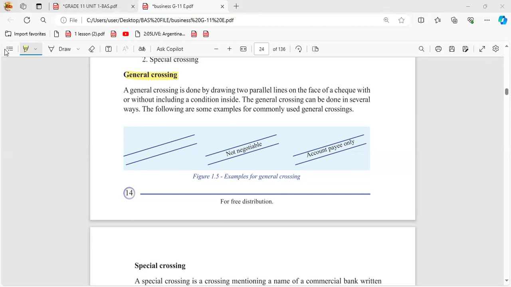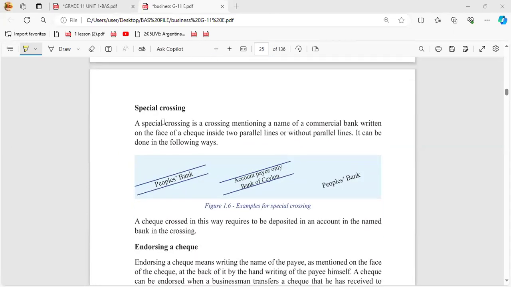Right. Okay. Coming into this, what is a general crossing? General crossing means a crossing only that you are providing the security. But in these parallel lines, there is no name of the bank. Am I clear? In these parallel lines, the name of the bank is not mentioned. Special crossing means the name of the commercial bank is mentioned. That is what you call a special crossing.